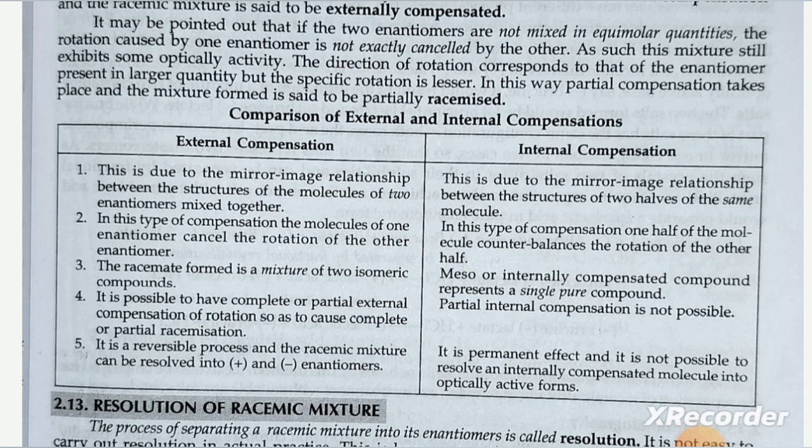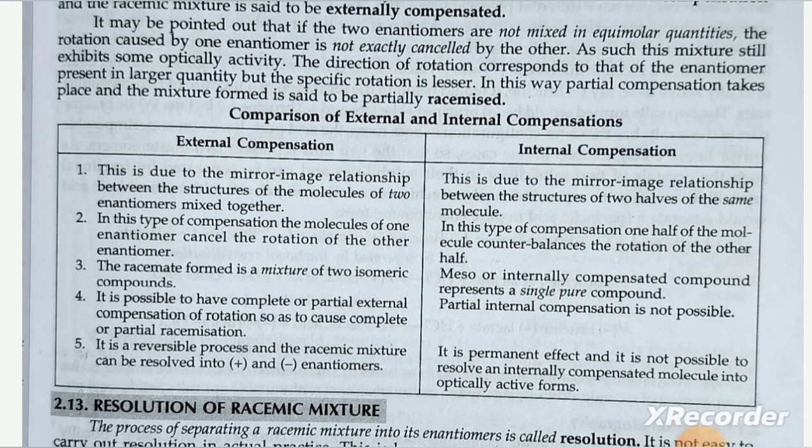In external compensation, the racemate formed is a mixture of two isomeric compounds, whereas in internal compensation, the meso or internally compensated compound represents a single pure compound. In external compensation, it is possible to have complete or partial external compensation of rotation so as to cause complete or partial racemization, whereas in internal compensation, partial internal compensation is not possible.